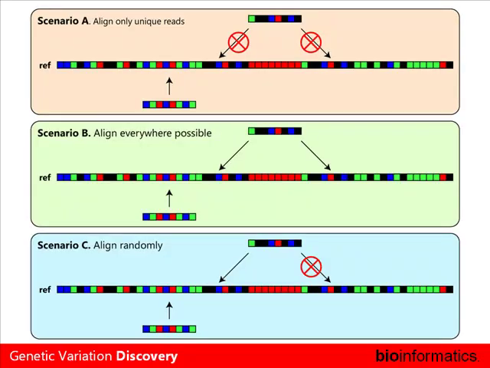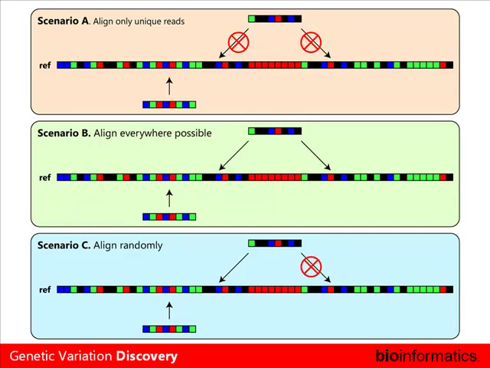Also, when it comes to aligning the reads, there are some different dogmas. I wouldn't put it as high as the string method and the De Bruijn method kind of religious battles. It's more subtle than that. What do you do with the reads when you find they can go to multiple places? Well, one scenario is you can align only the unique reads, and if you have something that's non-unique, you just kind of throw it by the wayside.